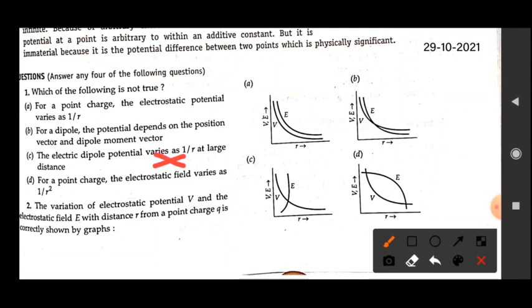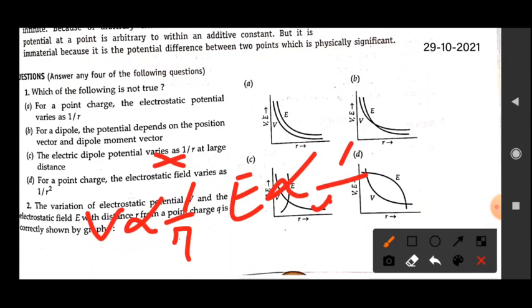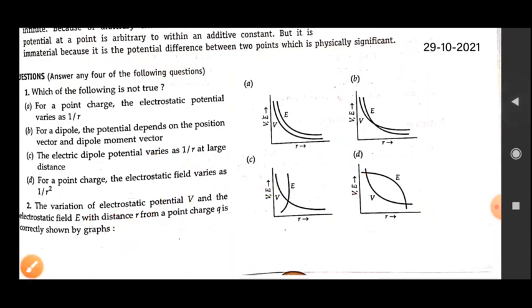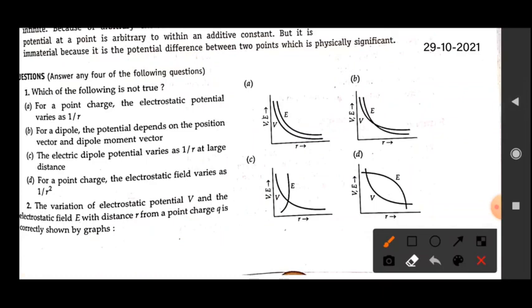Now the fourth one: for a point charge the electrostatic field varies as 1 by r square. Obviously, for a point charge the potential varies as 1 by r, and the electric field varies as 1 by r square. So this option is also correct. The question was which of the following is not true, so the third one is not true because it was false. I think this is clear.